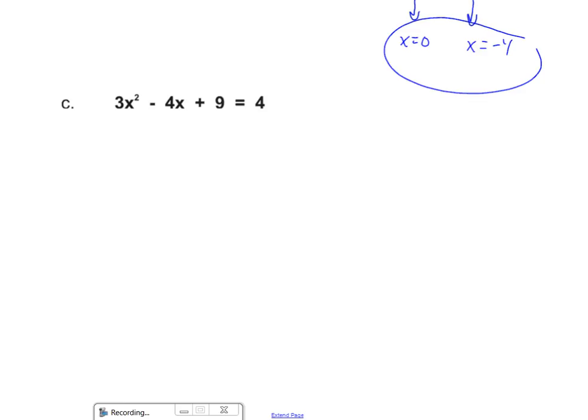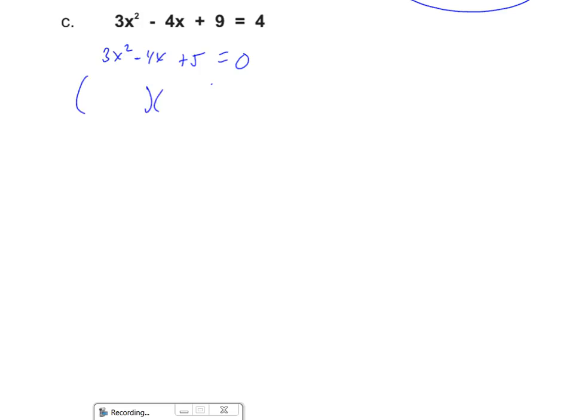Third situation, first power term again, not going to take the square root of both sides. Going to move the 4. So let's move that 4. So you got 3x squared minus 4x plus 5 equals 0. And 3x squared in the front's got to be 3x and x.